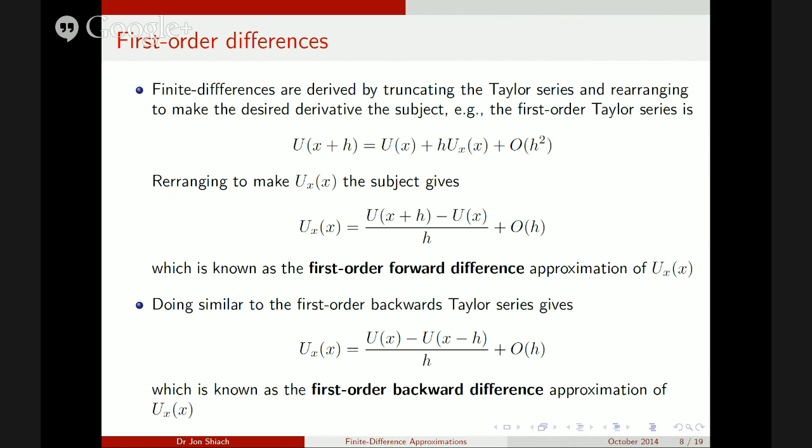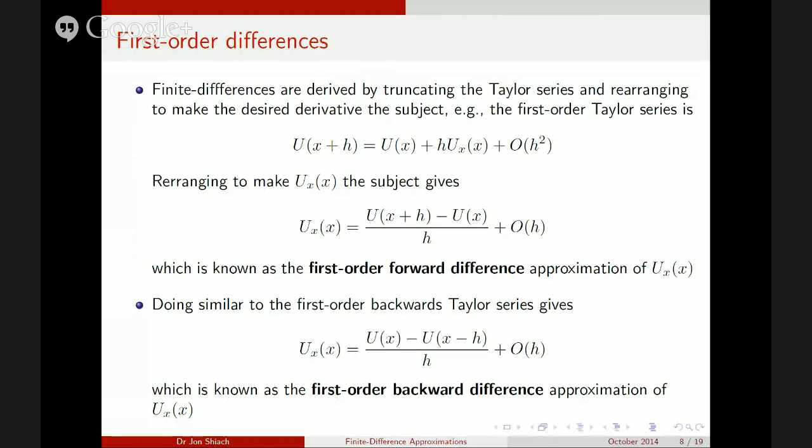It's called forward because we step forward along the number line from x. We calculate the value of our function u at x plus h, then subtract the value of the function u at x, and then divide by the step length h. So that's stepping forward in space, so we call it the first order forward difference approximation.